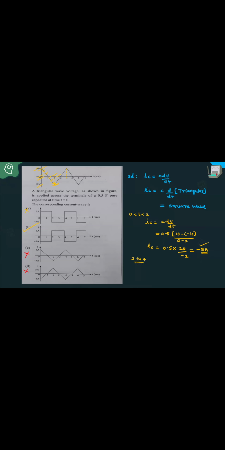You try for 2 to 4. What is IC? You try for 4 to 6. What is IC? I'm leaving these for you: 2 to 4, 4 to 6, you try. For 2 to 4 we can get 5 amperes, and for 4 to 6 we can get 5 amperes. You try that. Clear? Yes, this model is also important, so you have to concentrate. Next. Now, can anybody answer this? Answer within a fraction of a minute.